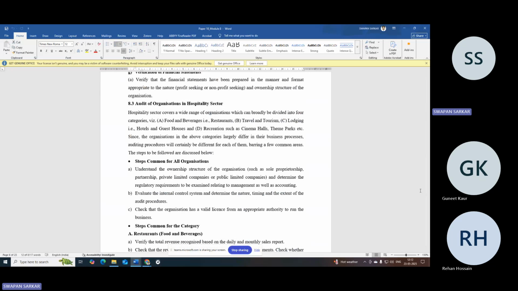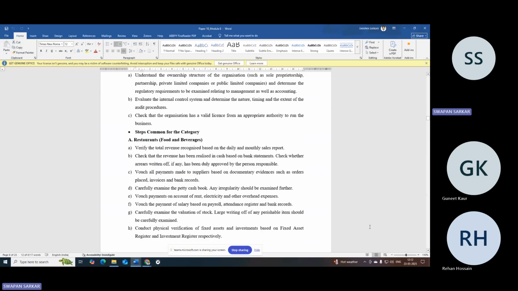Check that the organization has a valid license from appropriate authority to run the business. Then steps common for the category. Now, first of all, restaurants. Verify the total revenue recognized based on the daily and monthly sales report. Check the revenue has been realized in cash based on bank statement, and check whether arrears written off, if any, has been duly approved by the person responsible.